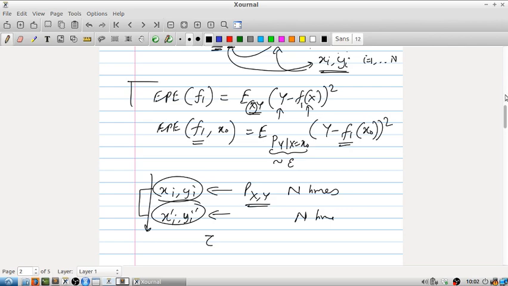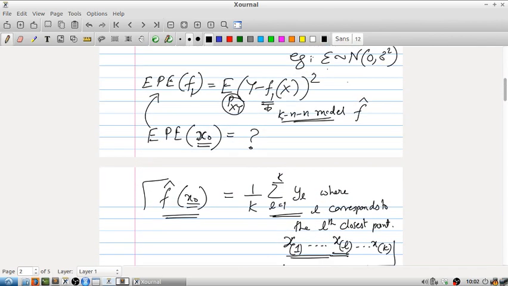So you're fine with the EPE definition, right? It was taking expectation over just two random variables. One was the input random variable, and the other is the output random variable, right? So one first change from the previous definition of EPE is that I'm going to condition now. I'm going to fix X to be X naught, okay? Then X is not random anymore. The only thing which can be random is the other random variable, which is Y, right?